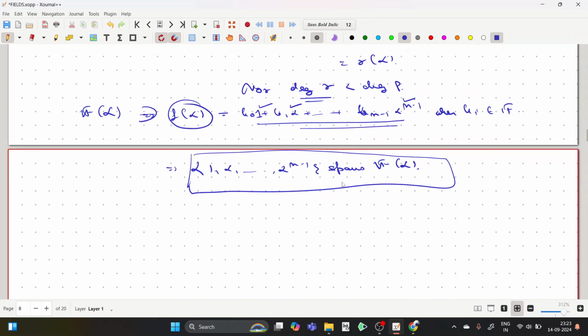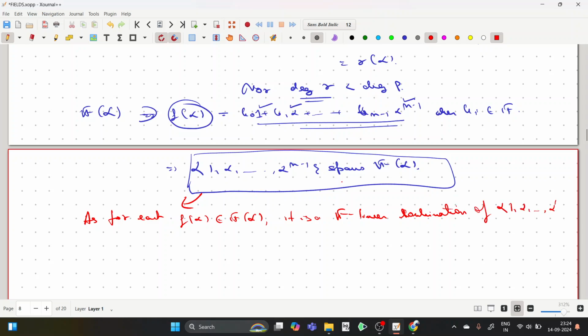So what is the reason behind that? Let me write it down: each f of alpha coming from F round bracket alpha is an F-linear combination of the elements 1, alpha, to alpha to the power n minus 1. That is precisely what it means. I guess now you got the point. Clear? Got it? Okay.